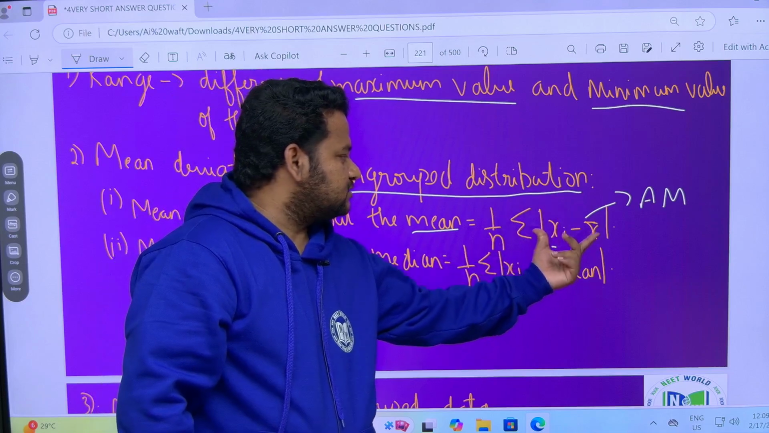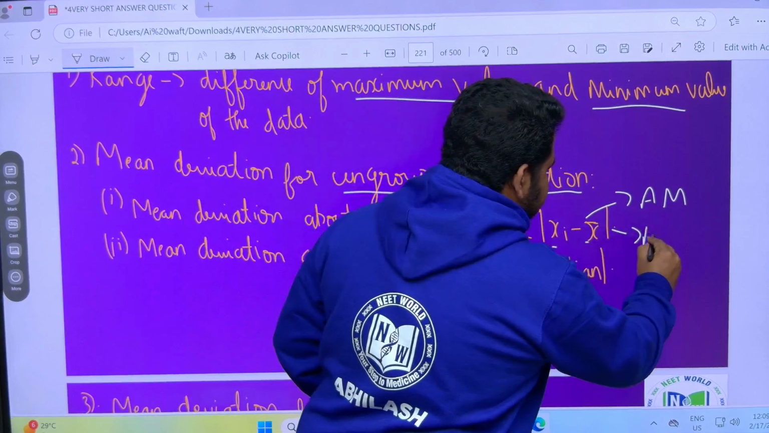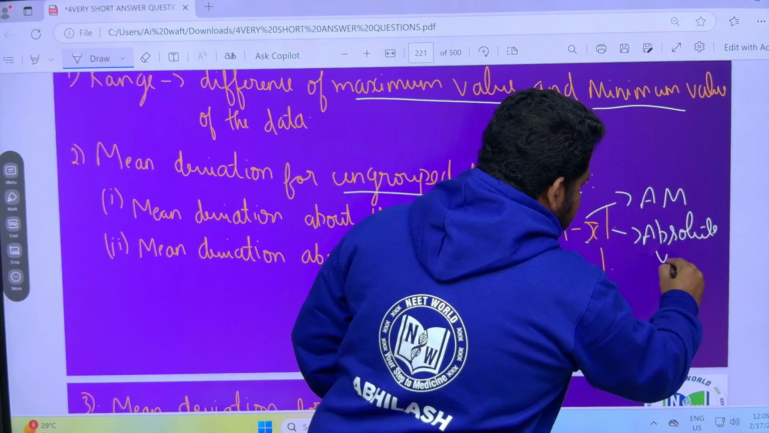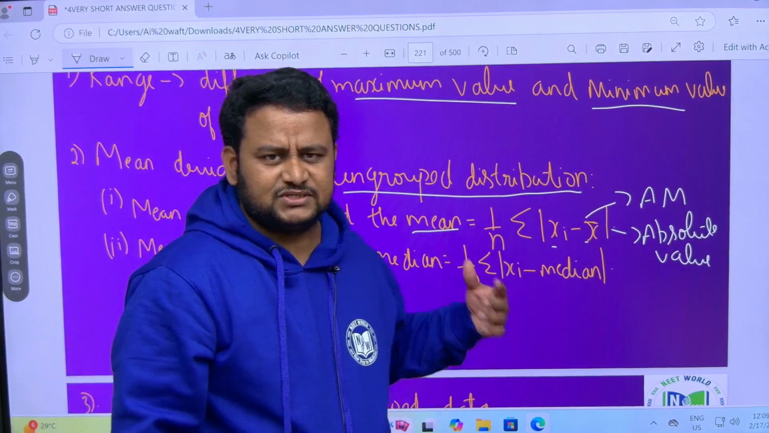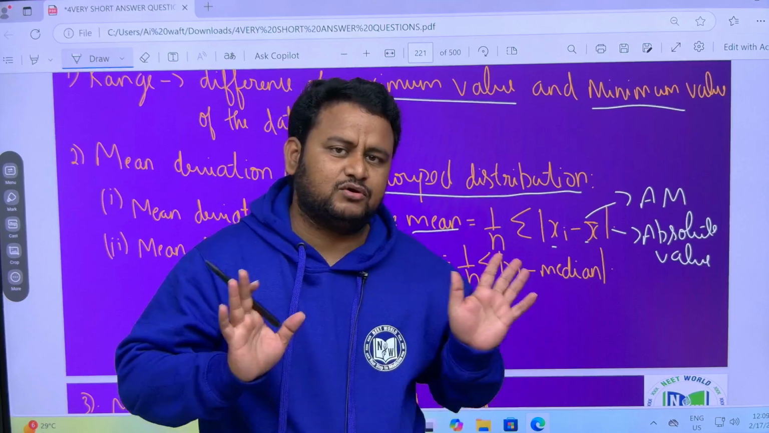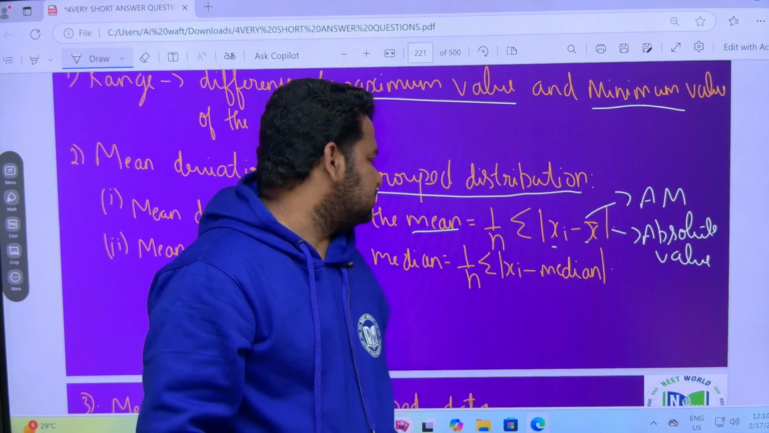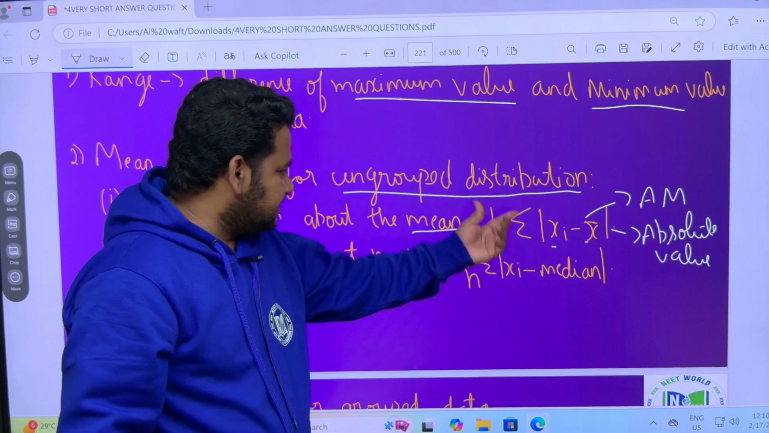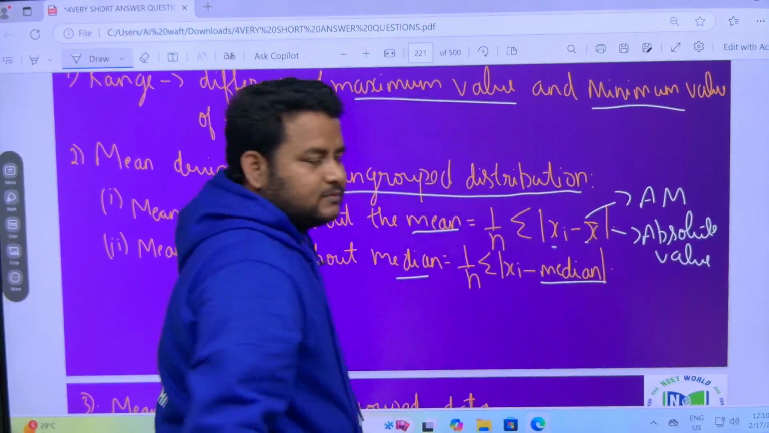Why this modulus? Because we are only taking the absolute value. Suppose the arithmetic mean is 6 and the observation is 2. 2 minus 6 gives minus 4. In that case, we ignore the negative sign and take only the absolute value. That's why we are using modulus. Similarly, mean deviation about the median is 1 by n summation of modulus, the same formula, but here instead of the arithmetic mean, we are using the median. Got it, friends?